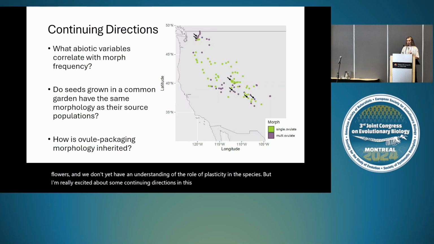So I'm currently growing up 3 different population pairs in the greenhouse, specifically to look at: does the source population predict the morphology that we see in the greenhouse? Are we able to produce viable offspring when crossing between these 2 different morphs? And how is plasticity operating in this multi-ovulate phenotype?